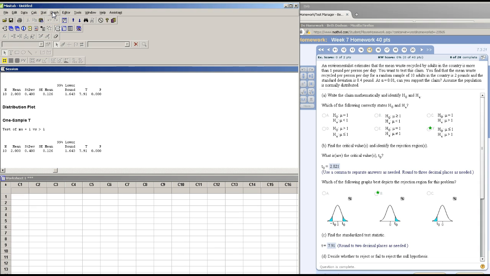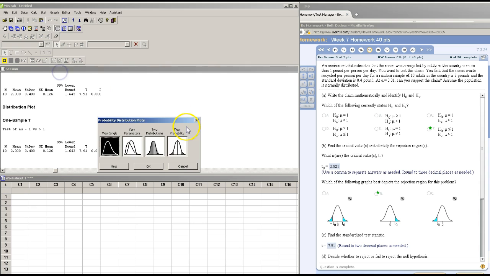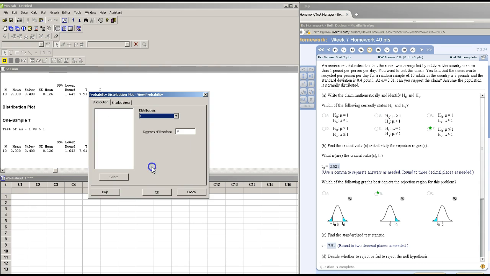To get your critical value, again, this is your bound. You know that it's going to be a right tail because your alternative is a greater than, and an easy trick, just know that because it's the greater than symbol, it's pointing to the right. That's how you know it's a right tail. You can go under probability distribution plot, view probability, click OK. You need to change the distribution. Normally it opens up under normal, but you need to change it to t because that's what you're using. If you don't change it to t, it's not going to give you the right information.